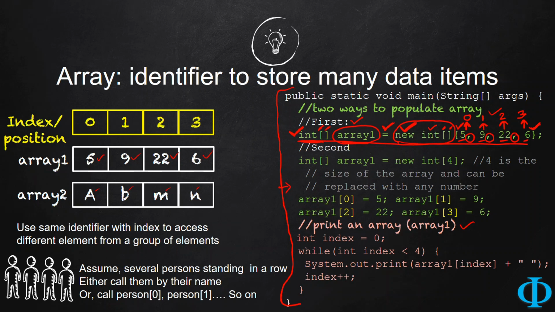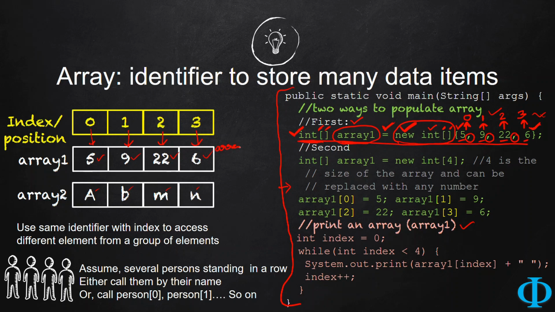So here, as you can see, index 0 has 5, then index 1 has 9, 2 has 22, 3 has 6. You can do that in this way. And if I just want to show you using some notation, you can write something like this.